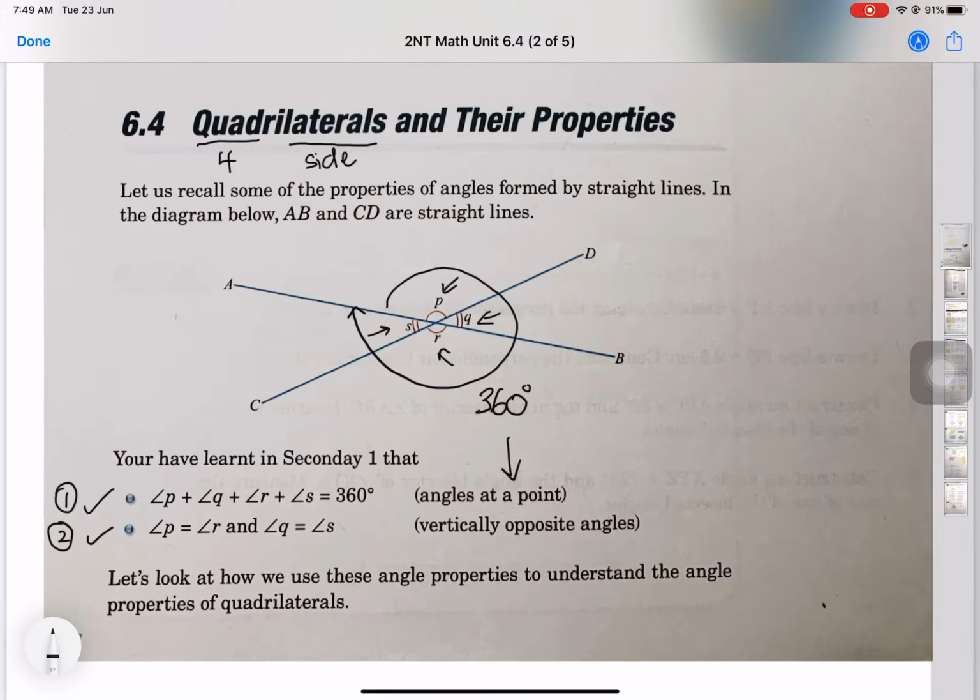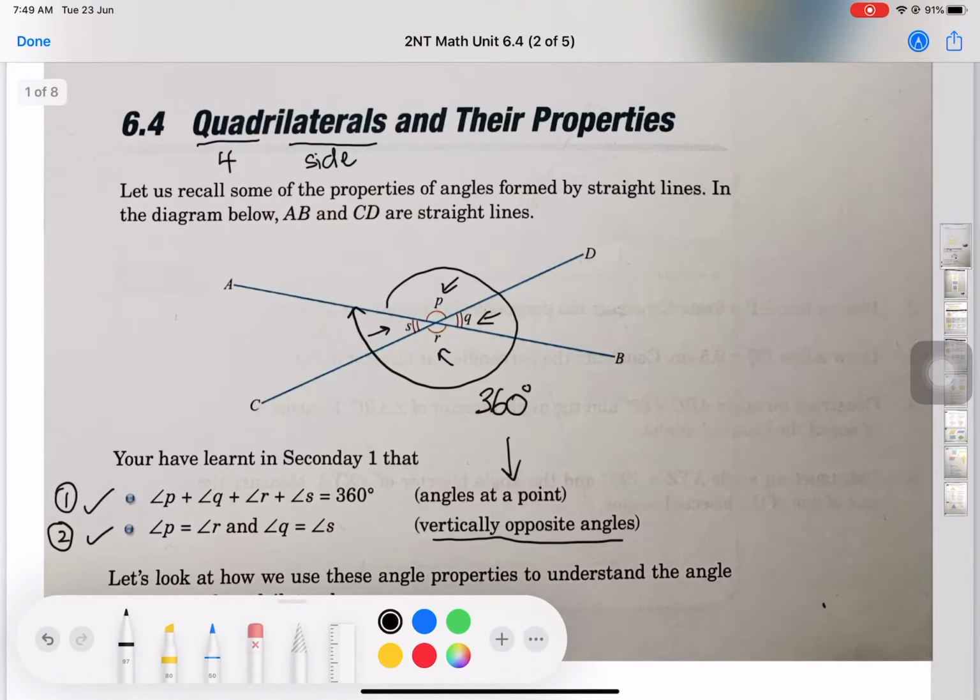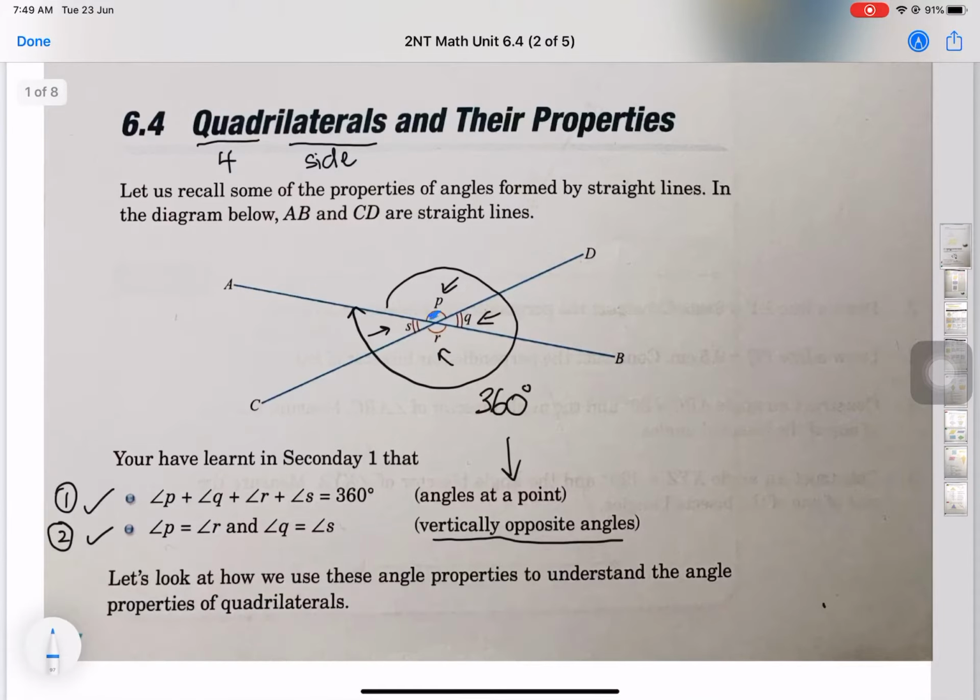Okay, now what else did we learn in secondary 1? We also learned about vertically opposite angles. What are vertically opposite angles? Now I'm going to show you. I have angle P, for example, here, and angle R, they are opposite each other. Angle P and angle R are actually equal to each other.